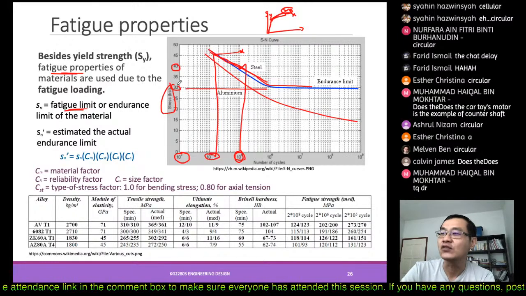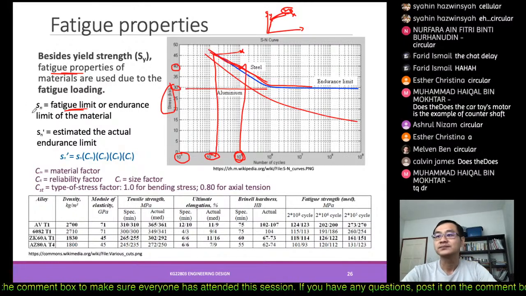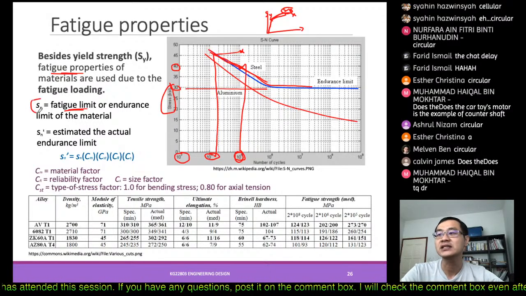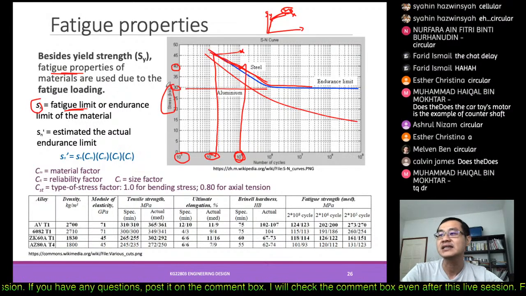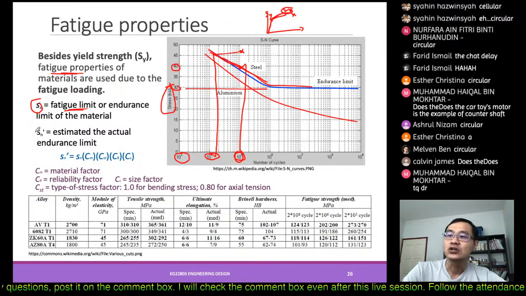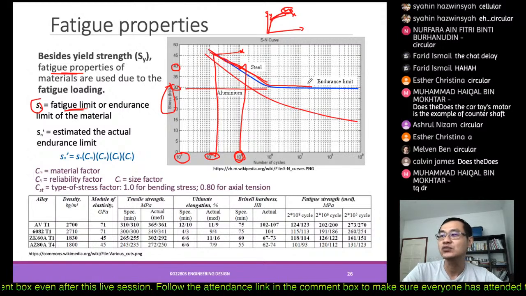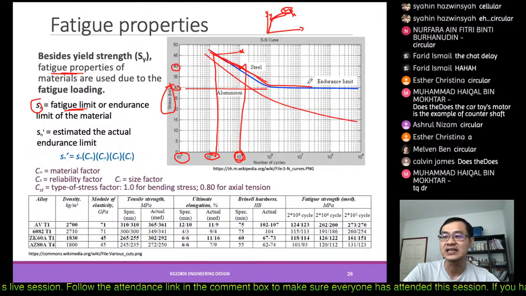So it's the idea that there is a fatigue load for the material itself. We denote this value as the Sn. What we can do, in actual, this is the laboratory result, so in actual we would want to estimate the actual form.